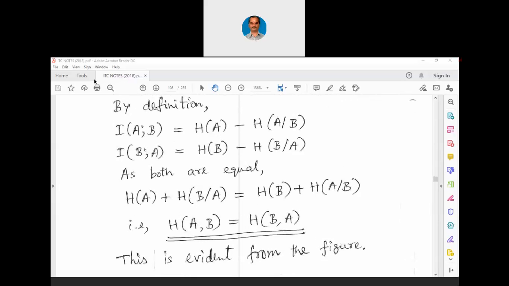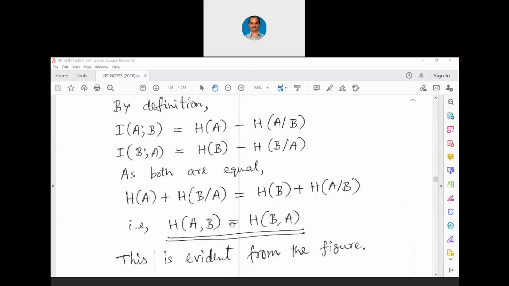By definition, mutual information I(A;B) equals H(A) minus H(A/B). We can also write I(B;A), which is the same as I(A;B), because it is the amount of overlap between the two circles. That is H(B) minus H(B/A). As both are equal, we can write H(A) plus H(B/A) equals H(B) plus H(A/B). Now the LHS is nothing but H(A,B), and the RHS is nothing but H(B,A). Both are the same.